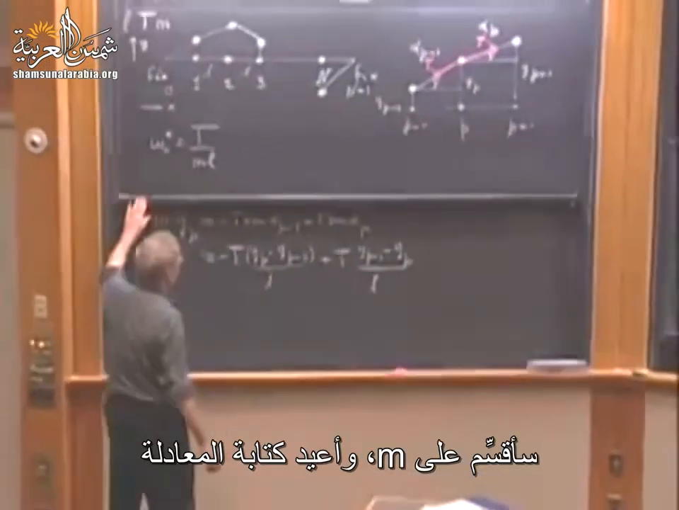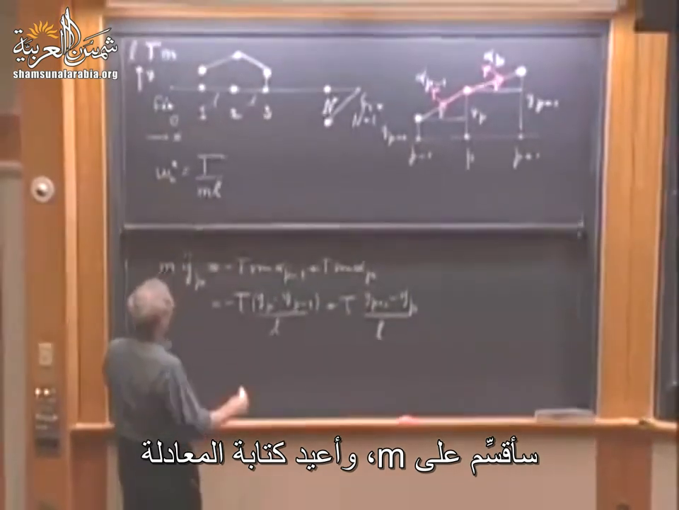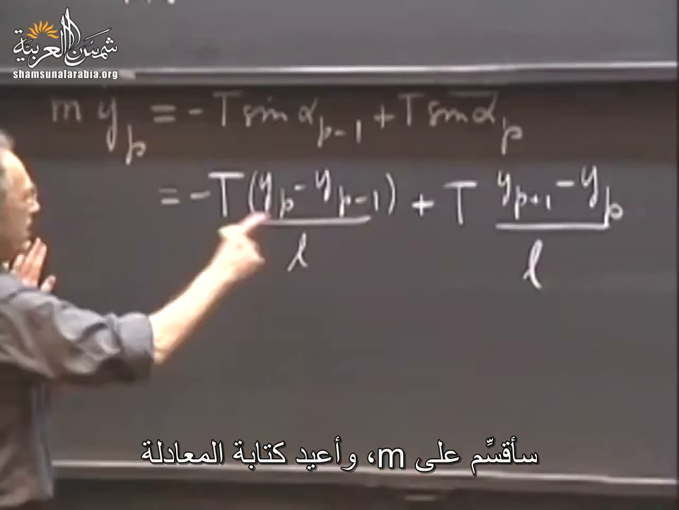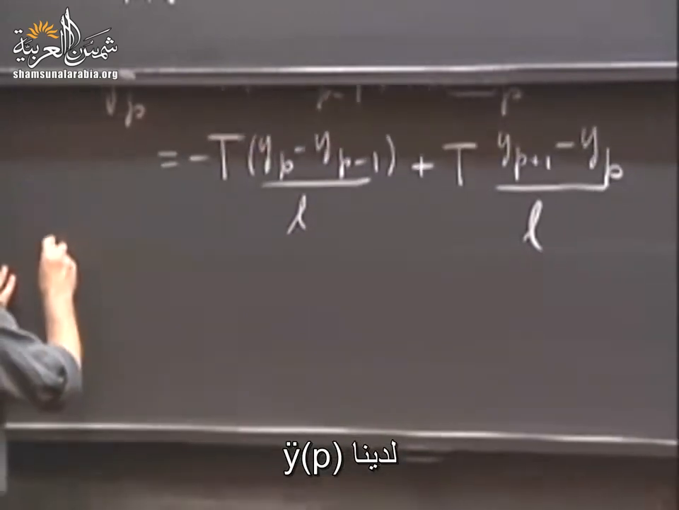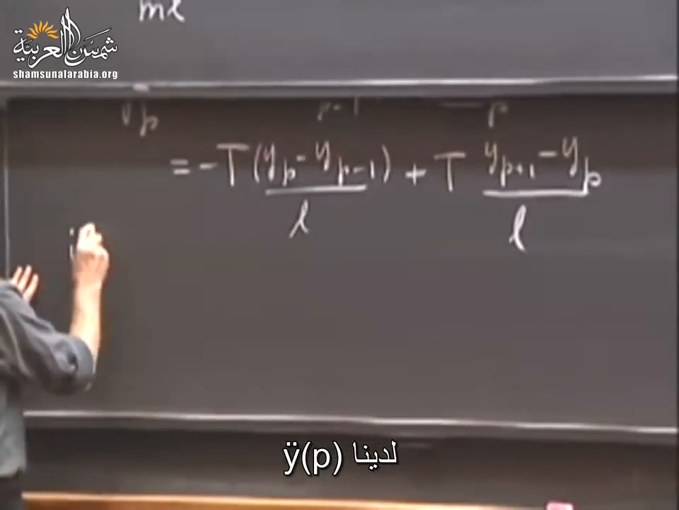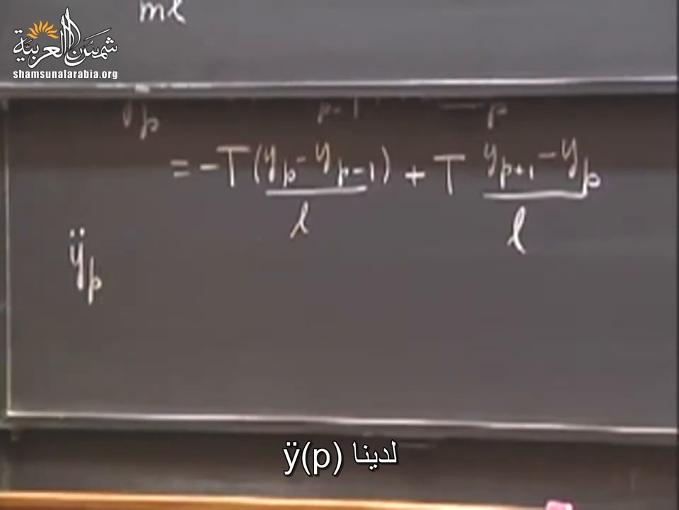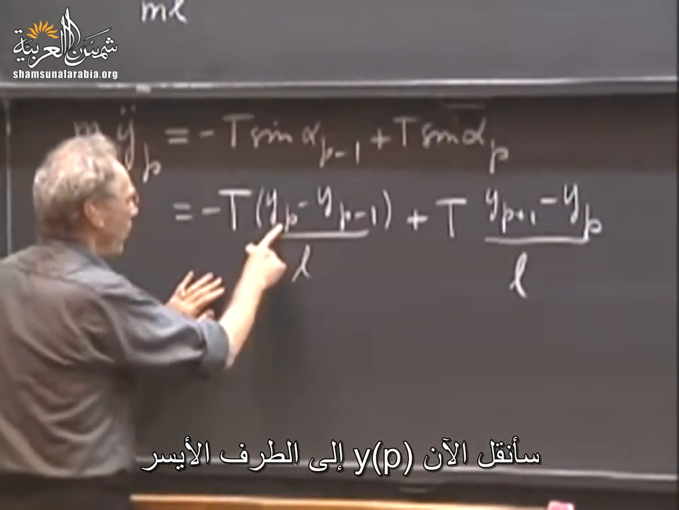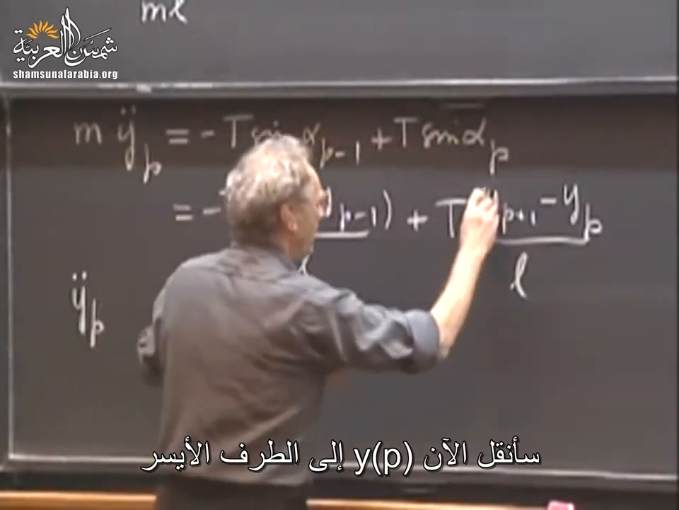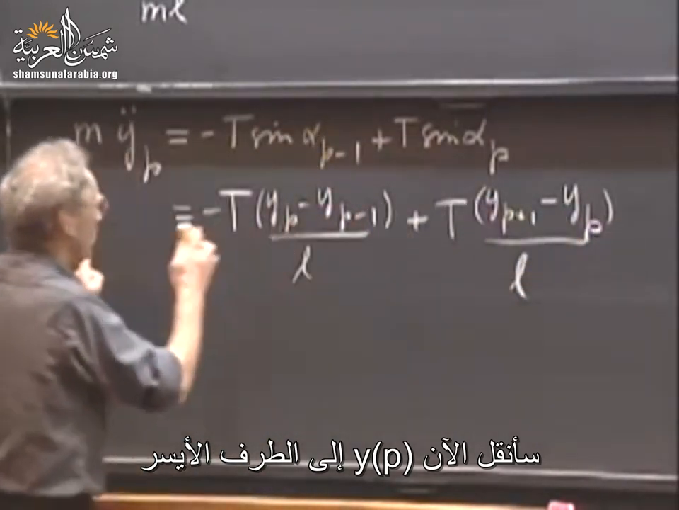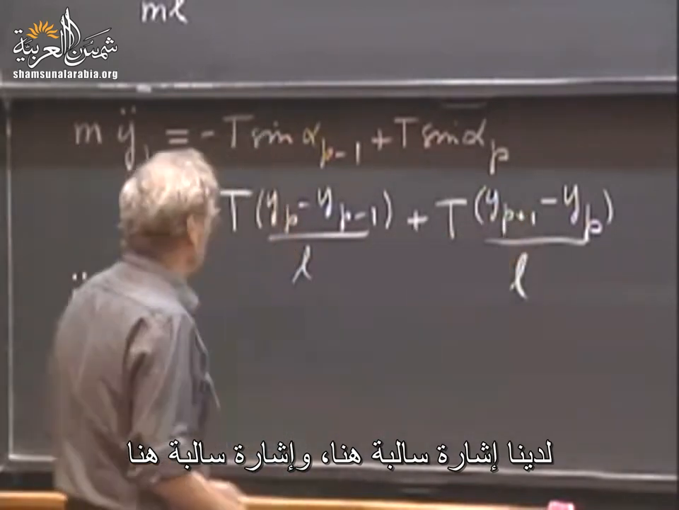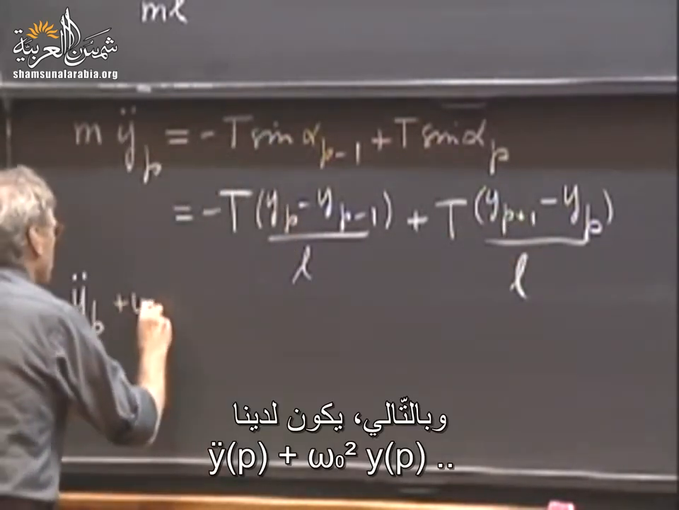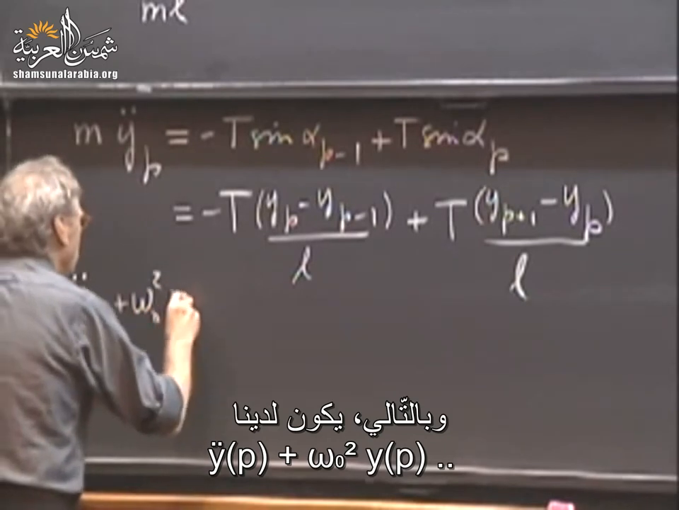So I can divide M out, and I can rewrite this, so get the M downstairs. And so we now get y of P double dot. And what I'm going to do now, I'm going to take the y P here and the y P there, and bring them to the left. I have a minus here and I have a minus here. So I get plus omega squared times y of P.